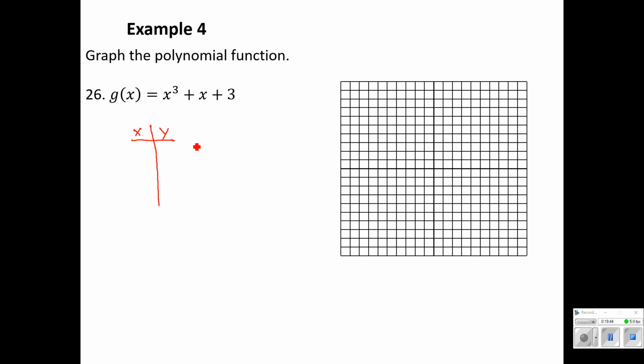But we want to pick some values that we are sure will stay on our screen. So here, since we're going to the third power, it might not be a bad idea to keep our numbers between -2 and +2. So let's see what happens when we compute our y values. So negative 2 cubed is negative 8. That negative sign stays. Then plus another negative 2 and plus 3, I get negative 7.